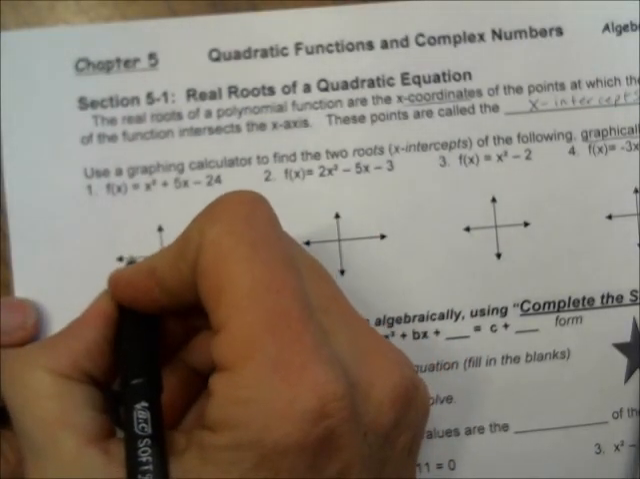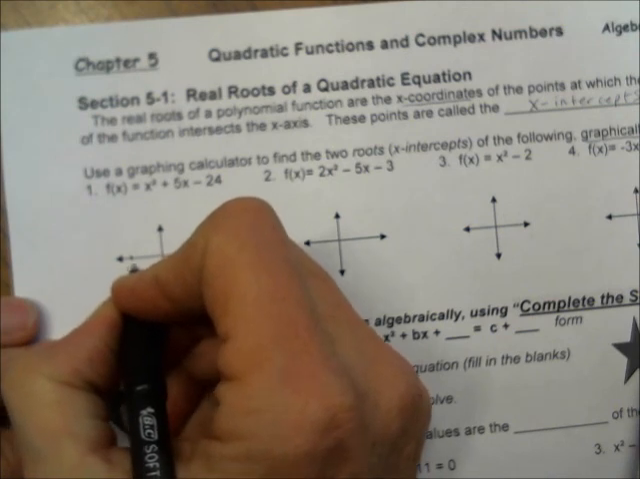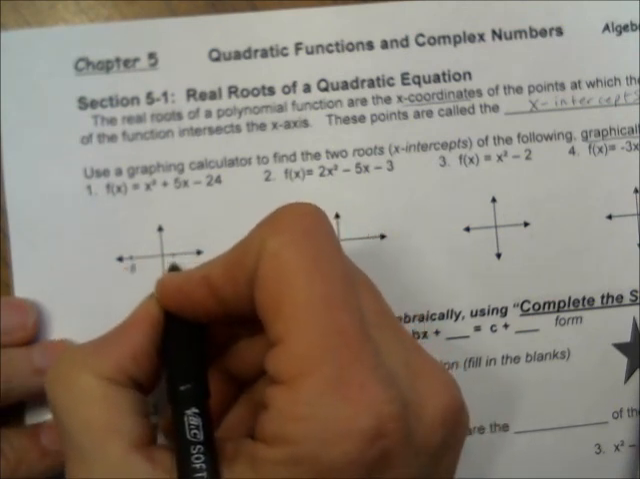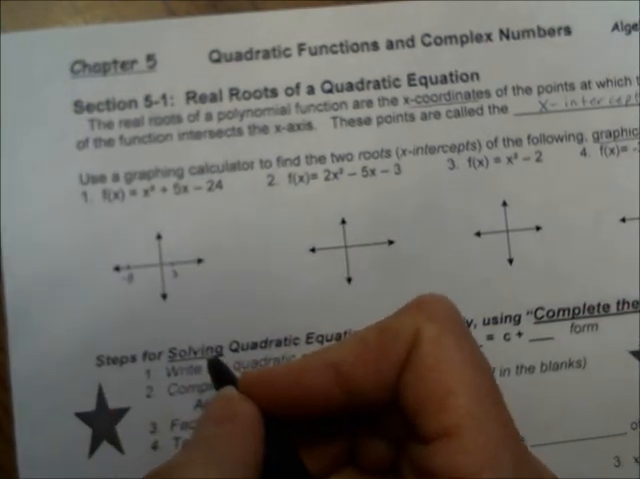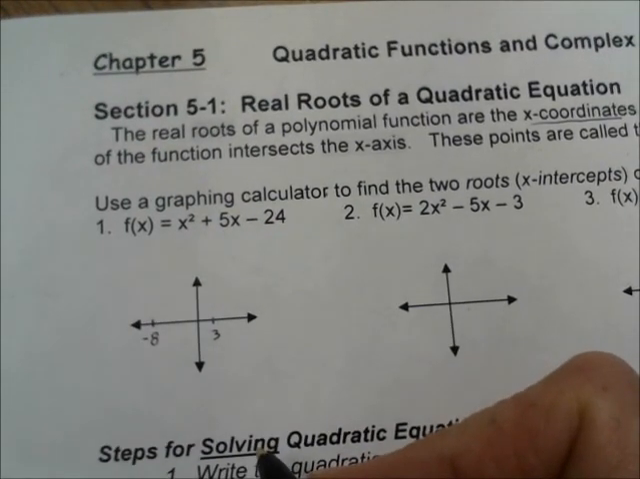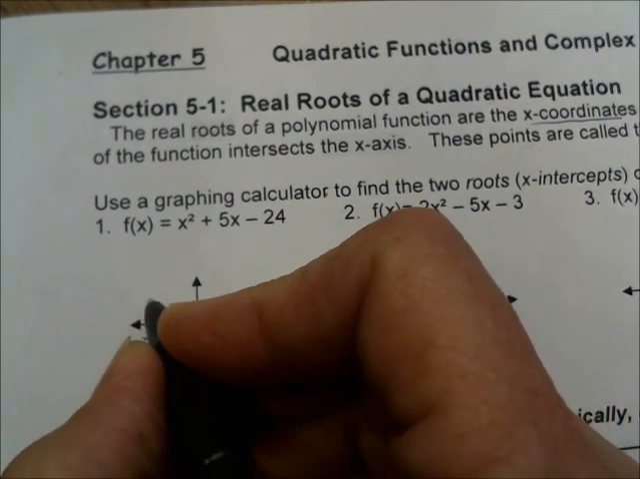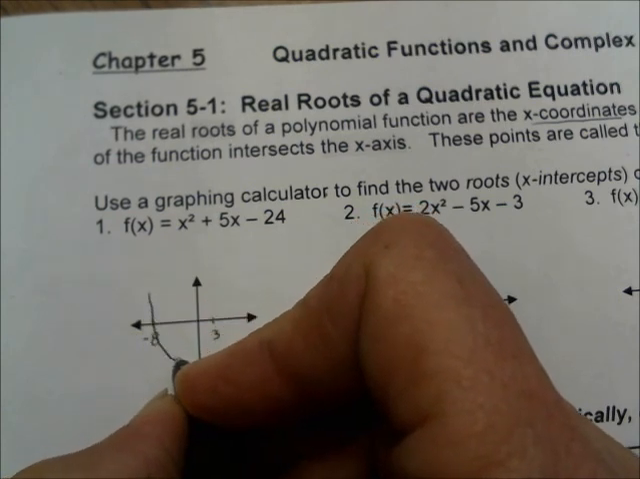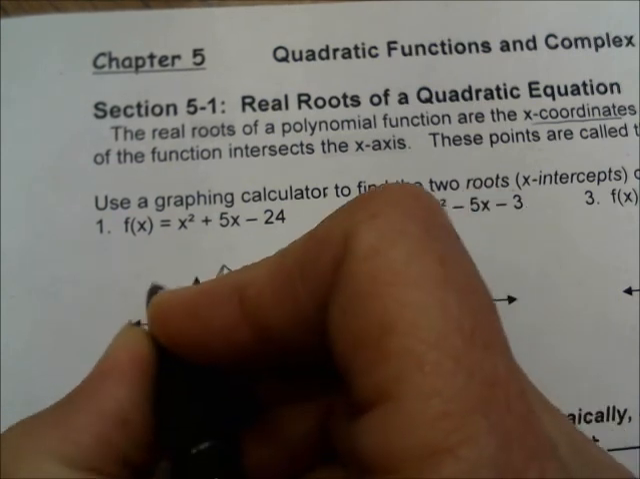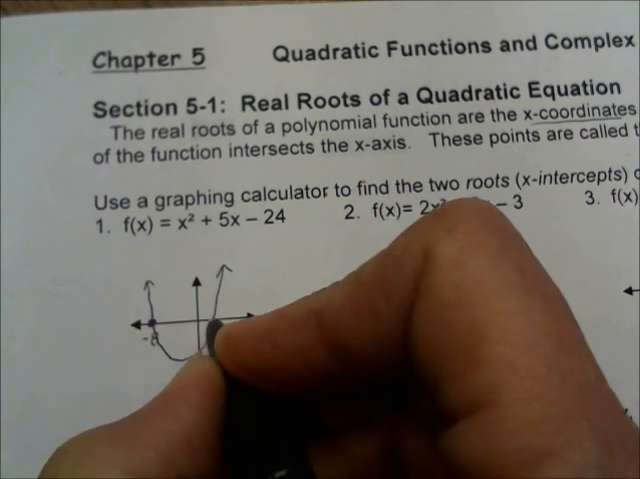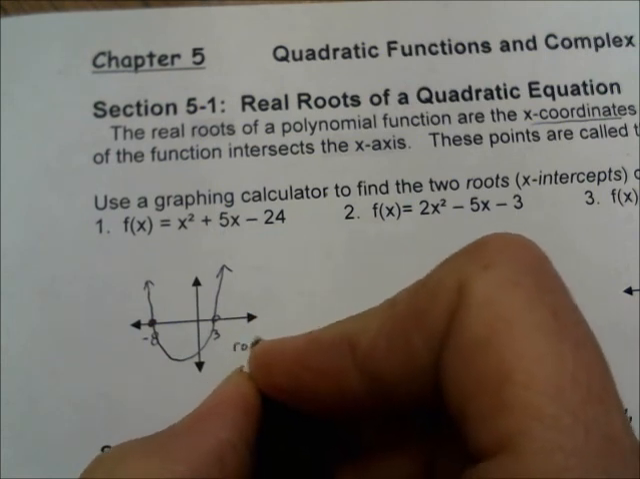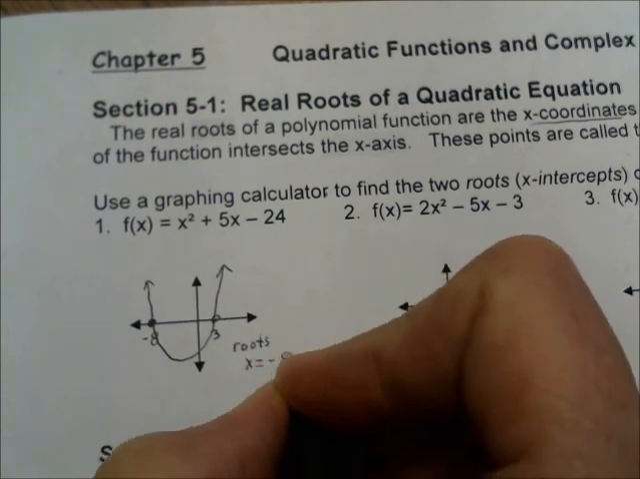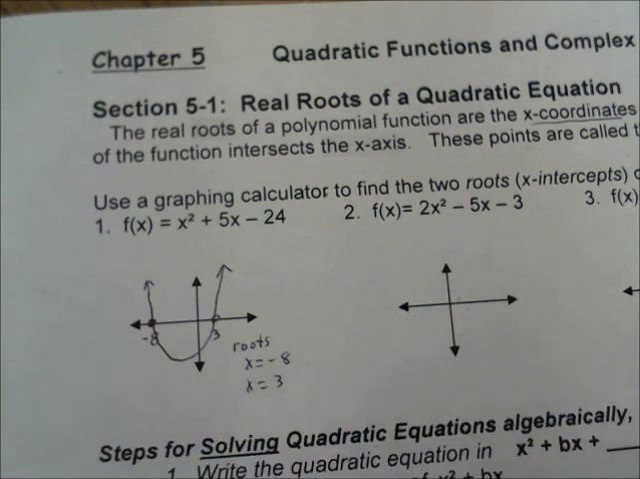So all I want you to do is put on this x-axis a negative 8. It's almost like setting up a number line. And then over here, a positive 3. If you want to put a bunch of other tick marks, you can, but it's really not necessary. Let me zoom in on this a little bit so you can see it better. So what we're doing is we're just graphing this like this. And the roots are right here where it intersects the x-axis. So we would say the roots are x equals negative 8, x equals positive 3.